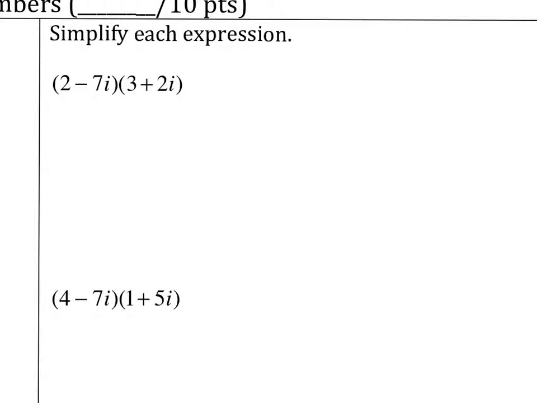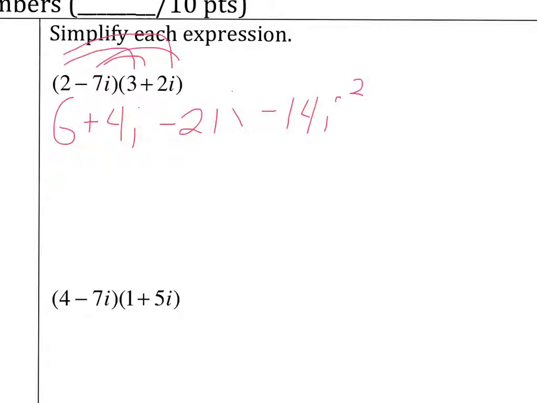The next things ask you to simplify each complex expression. Generally, we treat the imaginary number i as we would a variable. So I'm going to multiply these out with double distribution. 2 times 3 is 6. 2 times 2i is 4i. Negative 7i times 3 is minus 21i. And negative 7i times 2i is minus 14i squared. The cool thing is, if i equals the square root of negative 1, i squared equals the square root of negative 1 times the square root of negative 1, which is just negative 1.